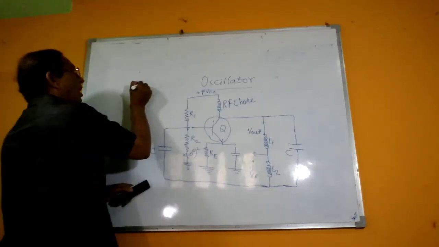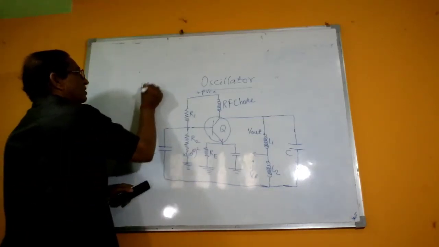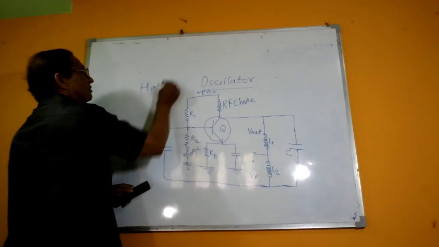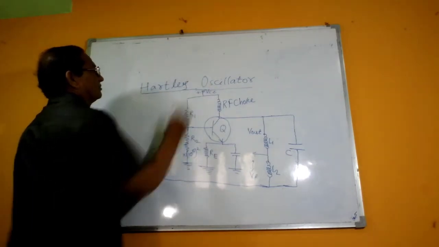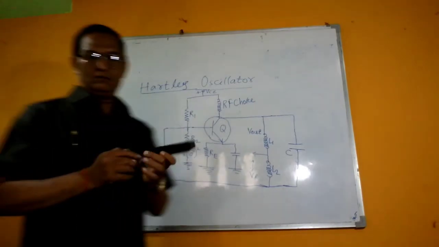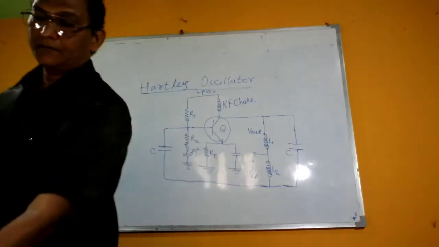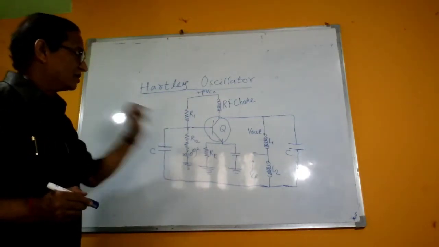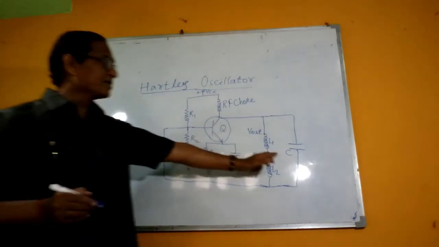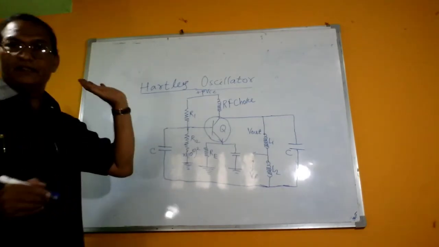So this is the Hartley oscillator. Circuit diagram for the Hartley oscillator. See this circuit diagram. It consists of a transistor amplifier along with the tank circuit and the feedback circuit.